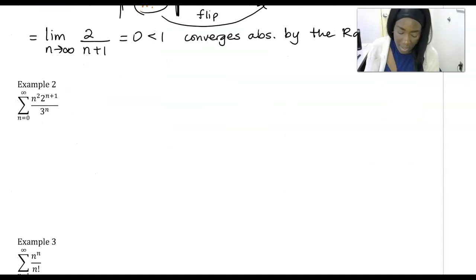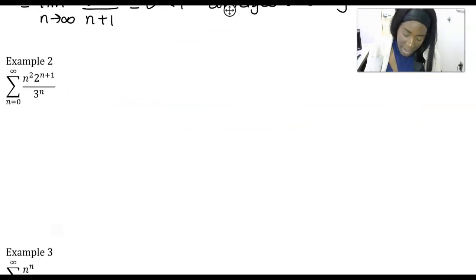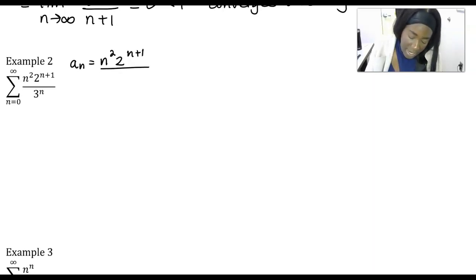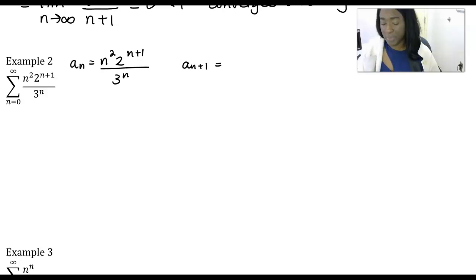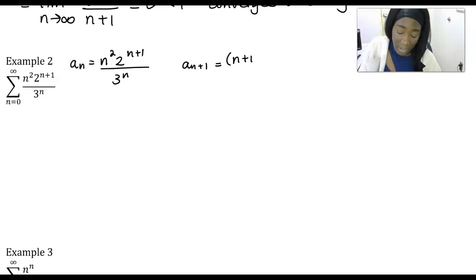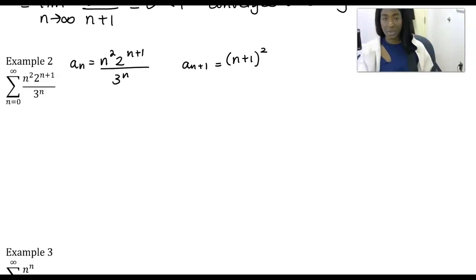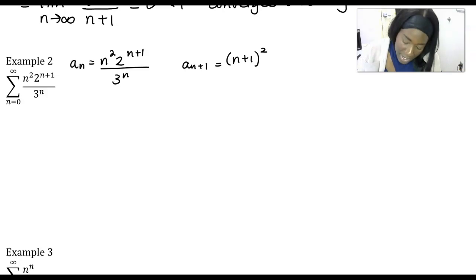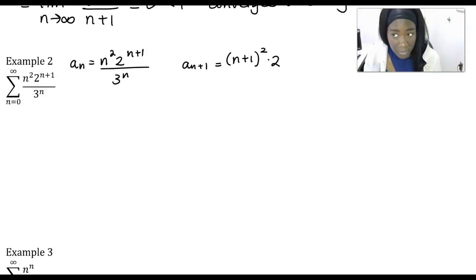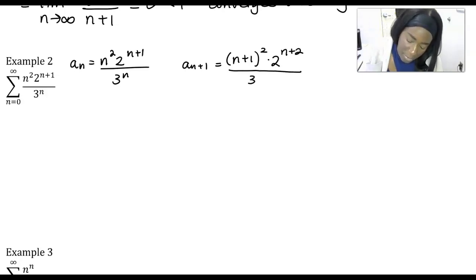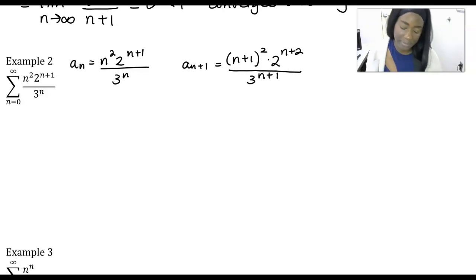I'm going to get started the same way and just identify a sub n, which is just everything we see on the inside of the series. And I'm also going to go ahead and identify a sub n plus 1, which just means we're going to be replacing n with n plus 1. So instead of n squared, we have n plus 1 squared. Instead of 2 to the n plus 1, we have 2 to the n plus 2. And then in the denominator down here, I have 3 to the n plus 1.